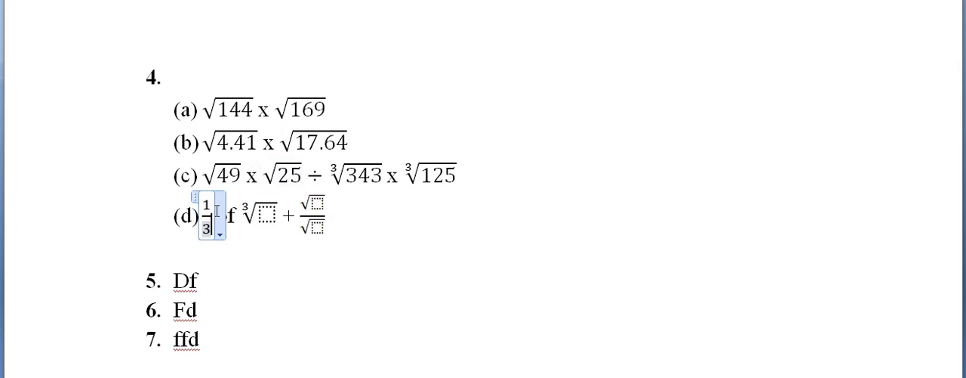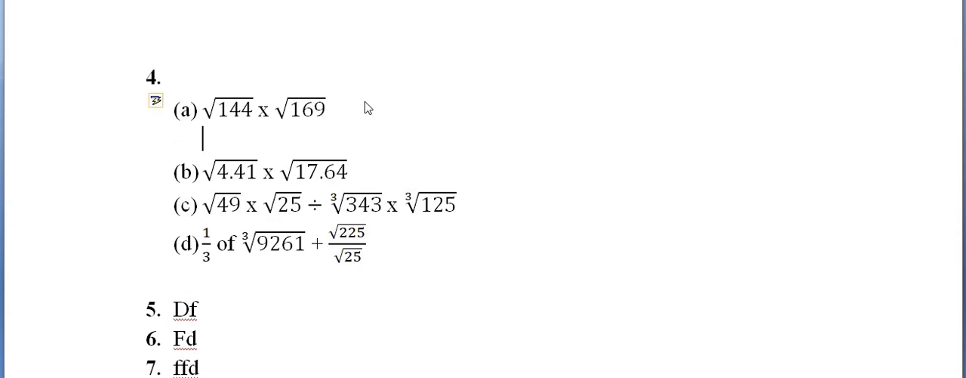Anyway, so this is 1 by 3 of 9261 by 225 by 25. Okay, sorry, 25. So we know this. What is the square root of 144? It's 12.